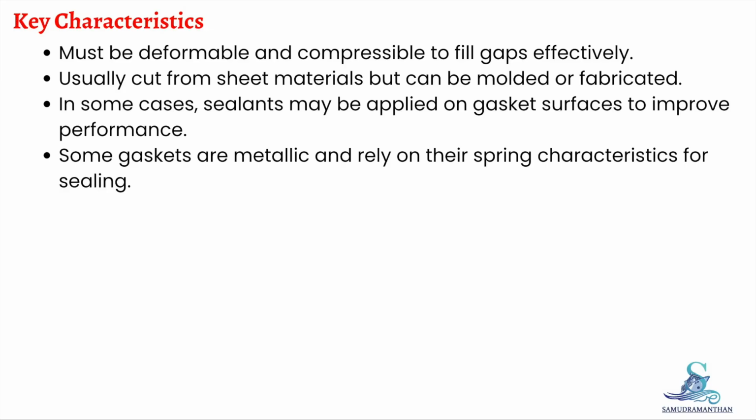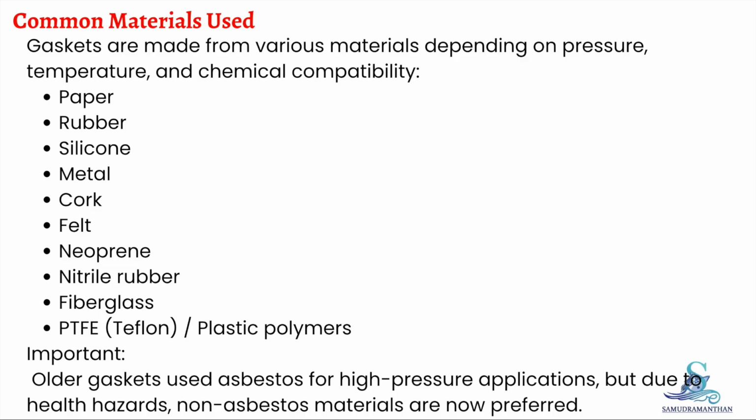For a gasket to work effectively, it must be deformable and compressible. It should mold itself into small gaps and surface imperfections. Some gaskets rely on metal spring properties to provide sealing pressure. A good gasket must withstand compression, fill irregularities, avoid leakage, and maintain sealing for a long duration. This is why material selection is extremely important for every application.